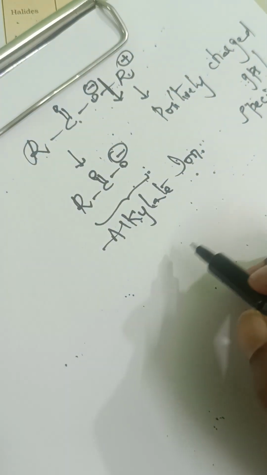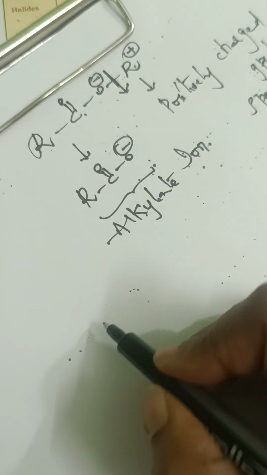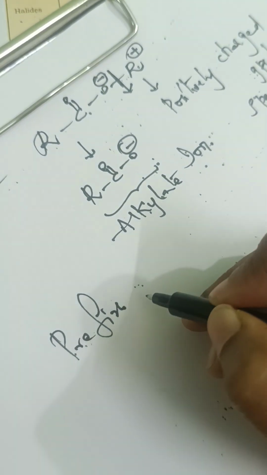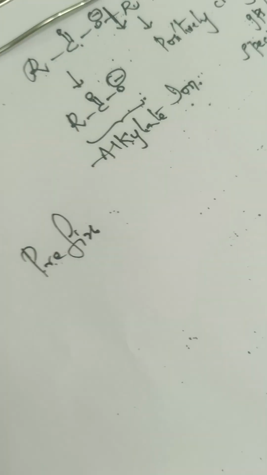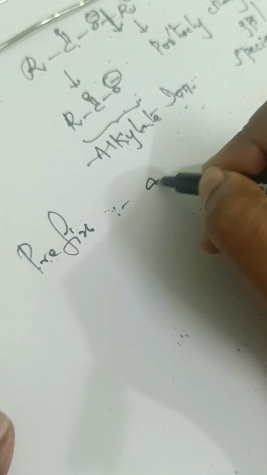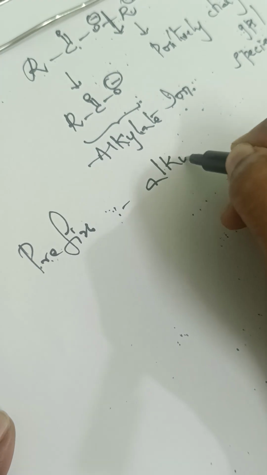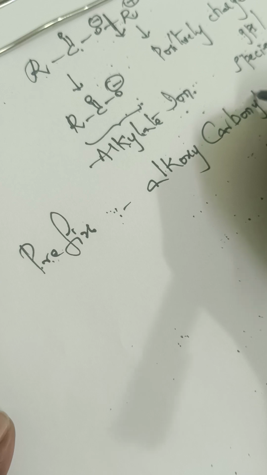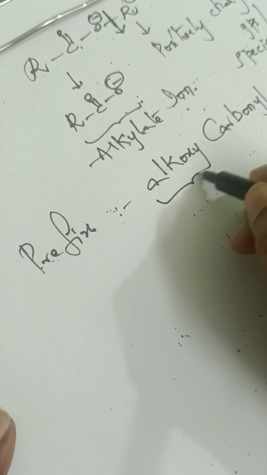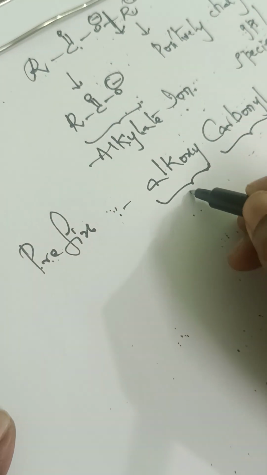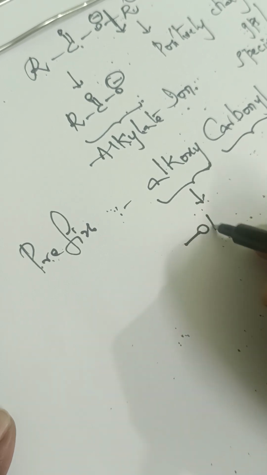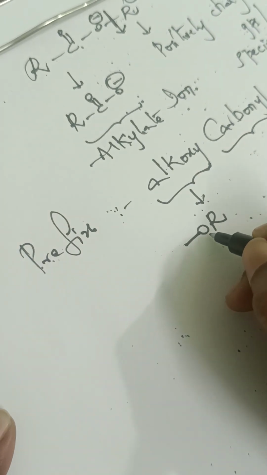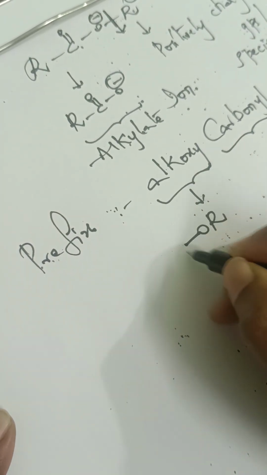Now we have seen the prefix used for this is alkoxycarbonyl. Here you see alkoxy is one term and carbonyl is one term. Alkoxy is nothing but the bond OR, that is alkyl plus oxygen, alkoxy.